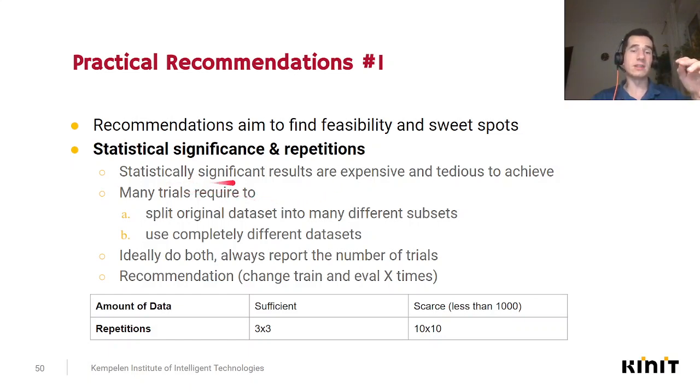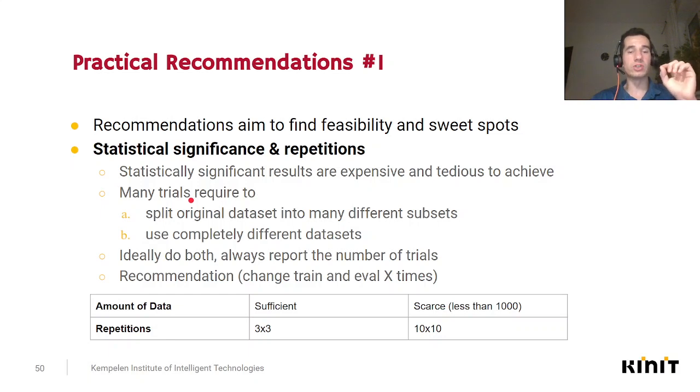But statistically significant results are very expensive and tedious to achieve. So we would need to do many trials to split the data into many subsets or use completely different data sets. But yeah, many trials, which is problematic. And we cannot often manage to do that many.